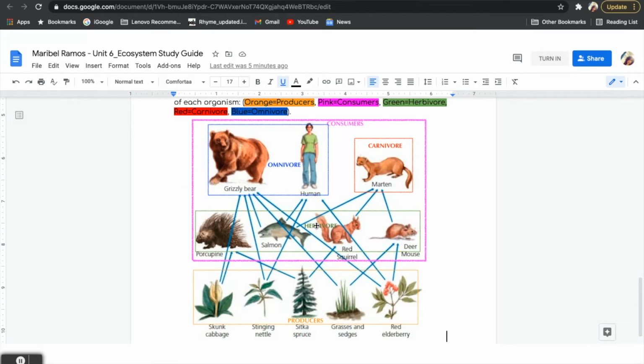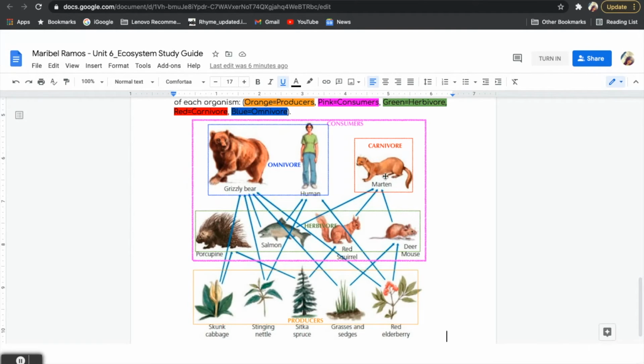And then we also have omnivores. On Edpuzzle, can you name an example of an omnivore? Thank you. If you said grizzly bear or humans, that is correct. Grizzly bears and humans are examples of omnivores. For example, our grizzly bear eats skunk cabbage, but it also eats salmon. And same for our human. Our human eats stinging nettle, but it will also eat salmon.